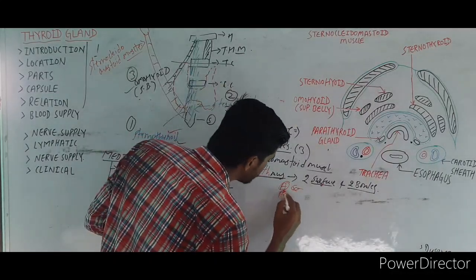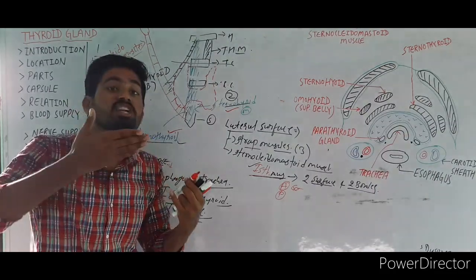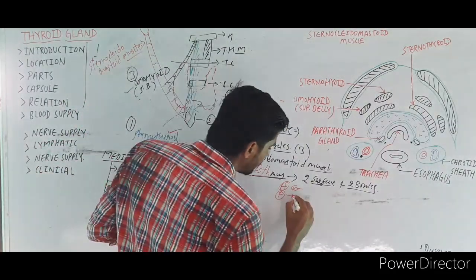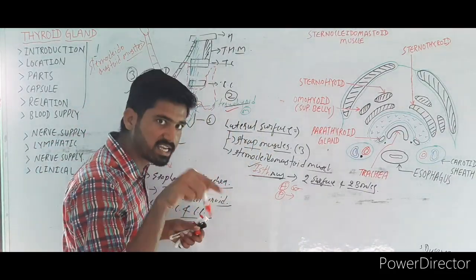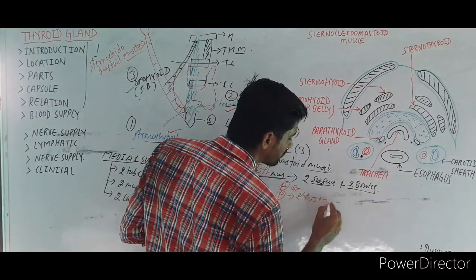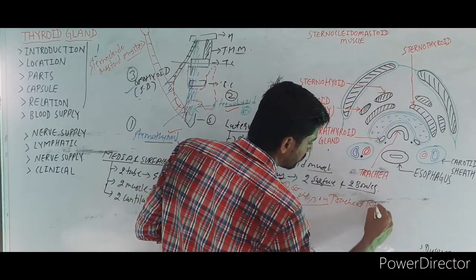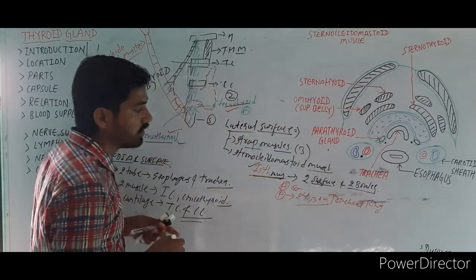What about the posterior surface? The posterior surface is here. It's attached to the trachea, and what? Tracheal rings. So second, third and fourth tracheal rings. So the posterior surface is over.